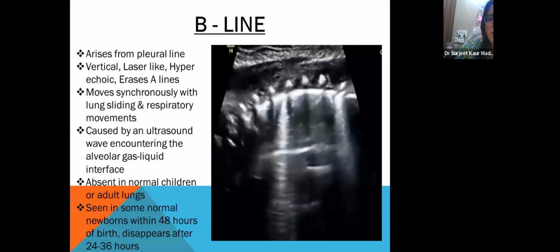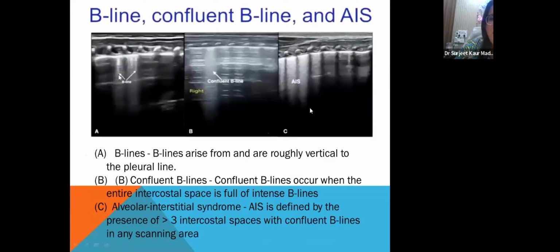So this is how B lines look. I'm not very happy when there are a lot of B lines. Again, there is a severity scale of B lines. They can be just B lines, confluent B lines, or AIS. B lines arise from the pleural line and are roughly vertical. When there are 2 to 3 B lines in your one scan, in your one screen, you call them B lines, and they are significant.